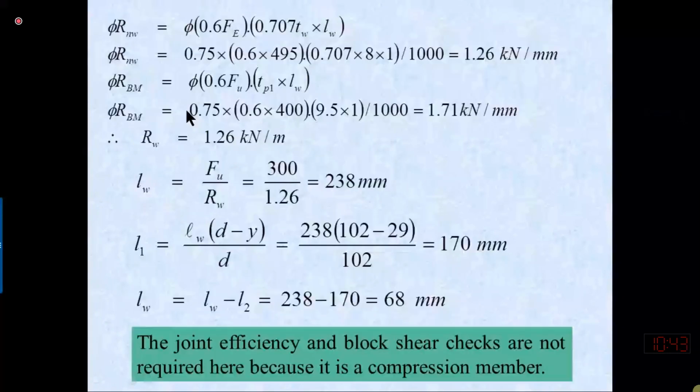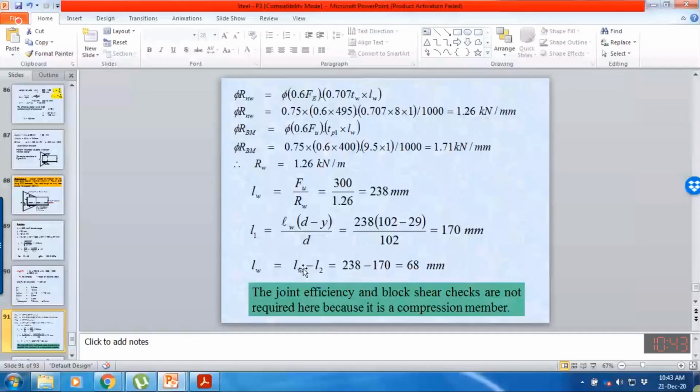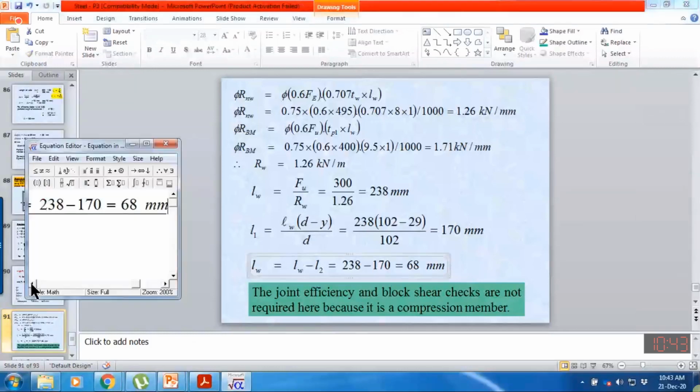the total length of the weld will be equal to L1 plus L2. Or in other words, L2 will be equal to length of the weld minus L1. So 238 minus 170, so L2 will be equal to 68. But anyhow, L maximum we are given in this statement is 150. But we have computed this L1 value as 170, which is more than 150.